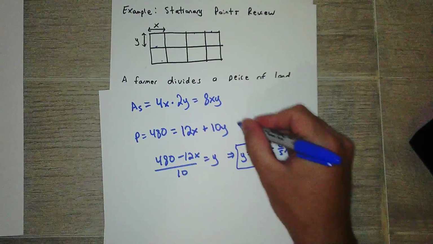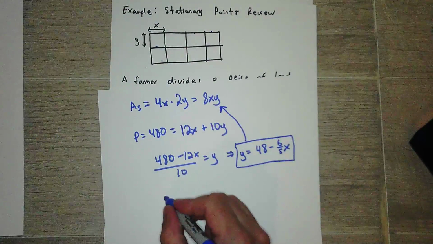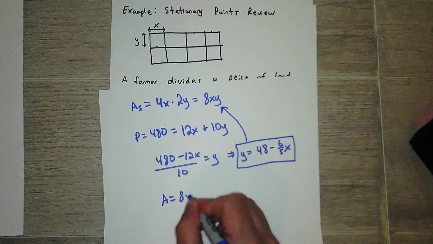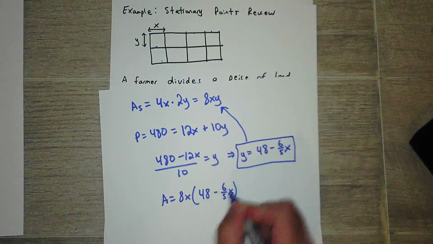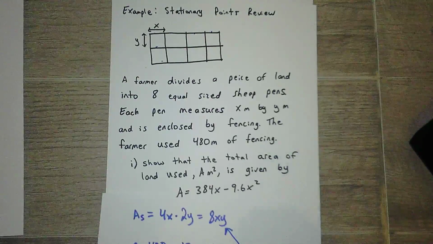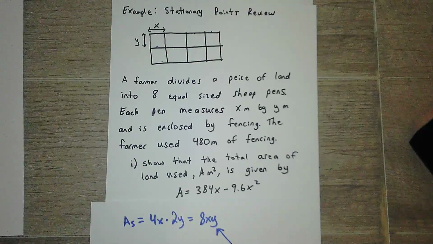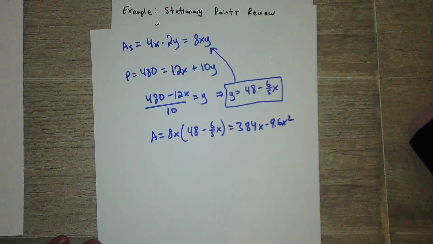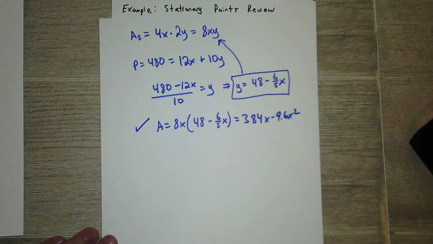Okay, I'm going to take that Y and plug it in for that. So I get 8x times this. Distribute that to x and you'll get exactly what they're asking for: 384x minus 9.6x squared. Okay, so that was part I.